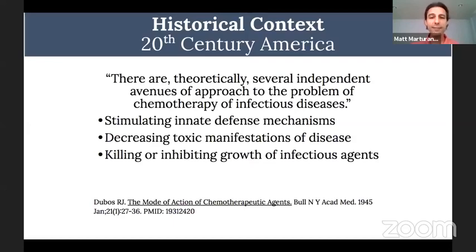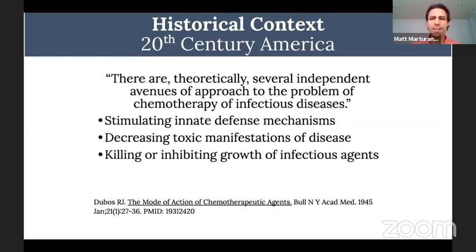And so the second avenue of approach that they were talking about was decreasing the toxic manifestations of disease. So in other words, even if we get sick, what can we do to help a patient to feel better, to be able to still function as well as they like, and to limit the disease progress, so that it doesn't get into something that's potentially life-threatening, or that is turning into a bigger problem. And then the third avenue of approach was killing or inhibiting the growth of infectious agents. So can we simply just kill the bacteria or inactivate the virus that's in the body?